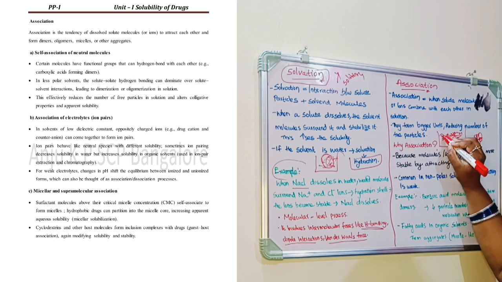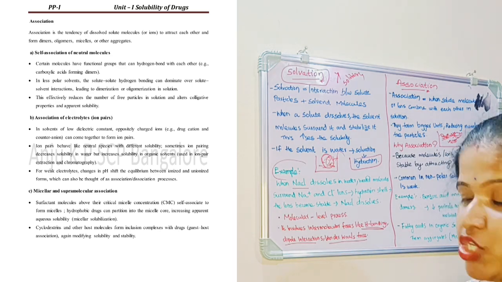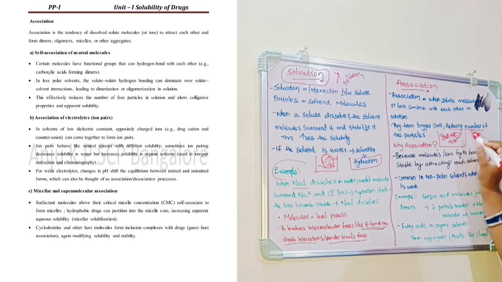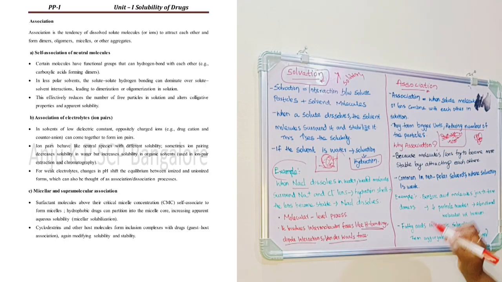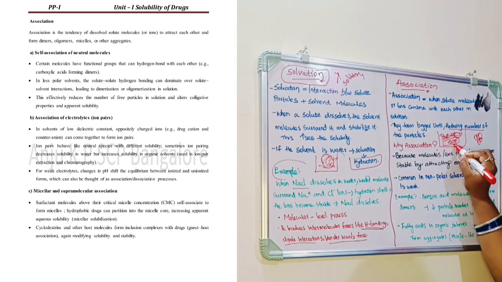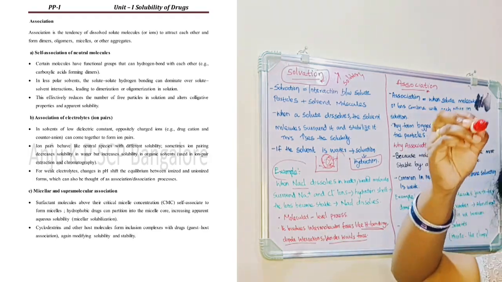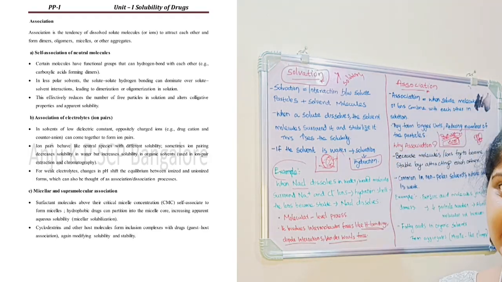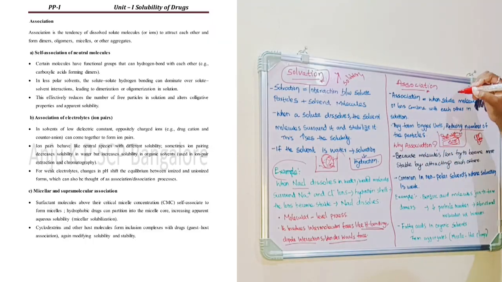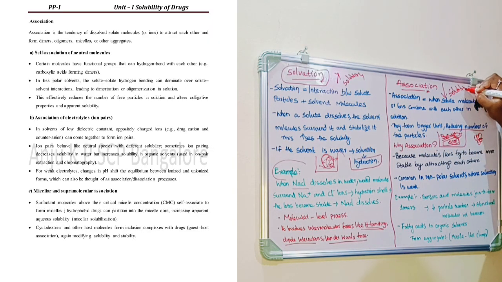There is a distance between them, no? They go near and attach, thereby reducing the number of free particles. Then it will take time to break, right? Thereby the solubility may decrease in the case of association. So here the solubility will decrease.